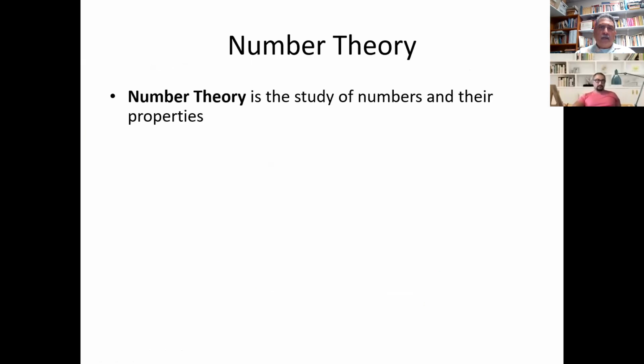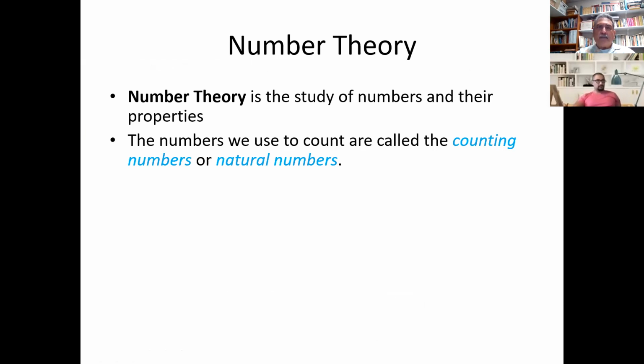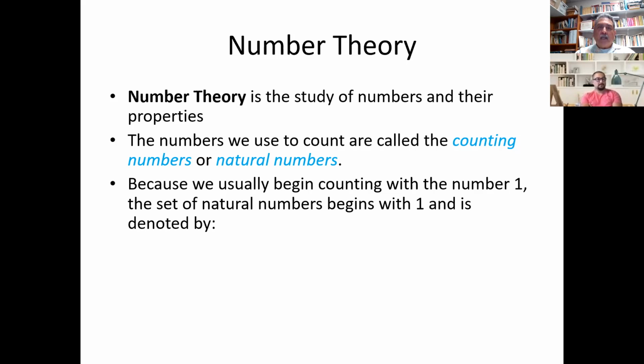Number theory is the study of numbers and their properties. Numbers are used to count. The ones that we use to count are called the counting numbers or natural numbers, because we usually begin counting with the number 1. The set of natural numbers begins with 1, and this is how we denote it: N in braces, 1, 2, 3, 4, to infinity.